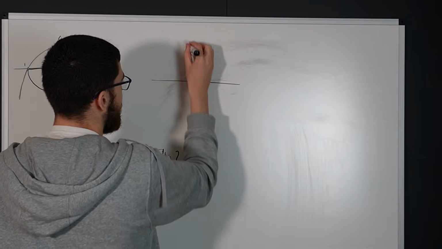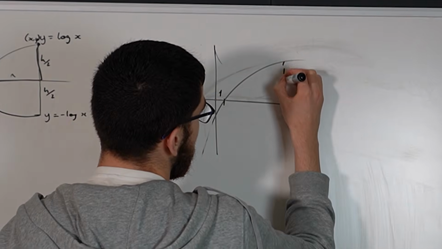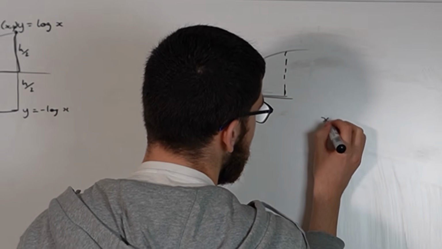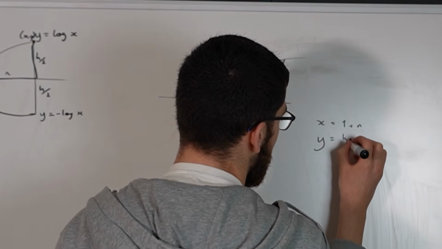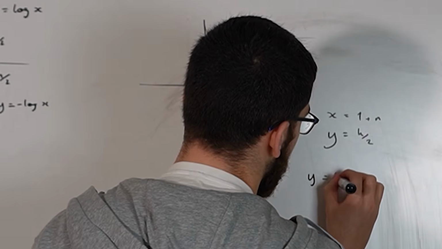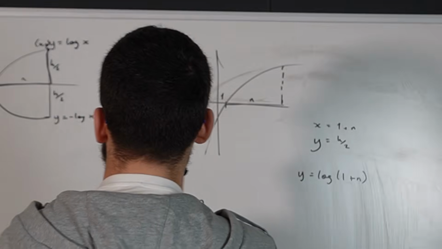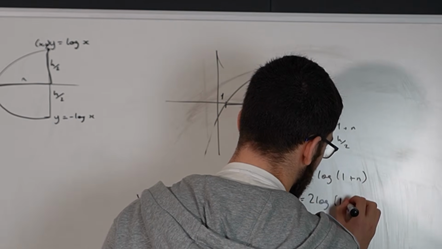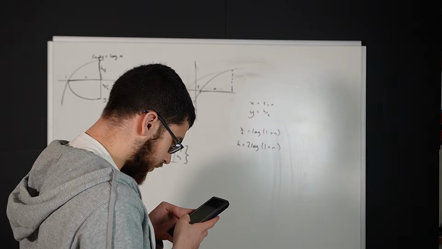Okay, let's just focus on the graph. So the graph is like that, with a 1 here. This is 1 plus n, so x equals 1 plus n. y is just going to be h over 2. So y, we know, is log of x. So y equals log of 1 plus n, which is that right? Yeah, that's got to be right. h over 2, so h equals 2 log(1 plus n). Is that it? Is that really it? Let me see here. No, it's way more complicated.